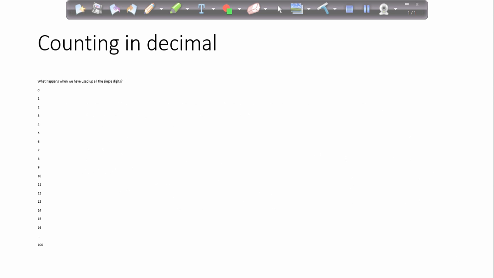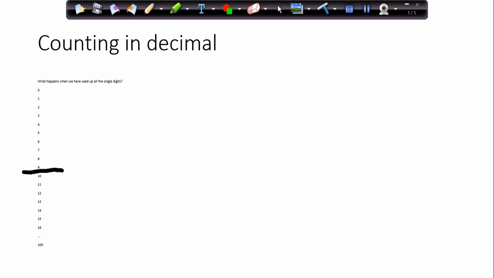So as we count in decimal, we'll look at this first. We're going to use up all of our 10 single digits before we start having 2-digit numbers. We'll start with 0 and go all the way to 9. Now pay attention that when we get to 9, we start over again, and it's like an odometer effect.